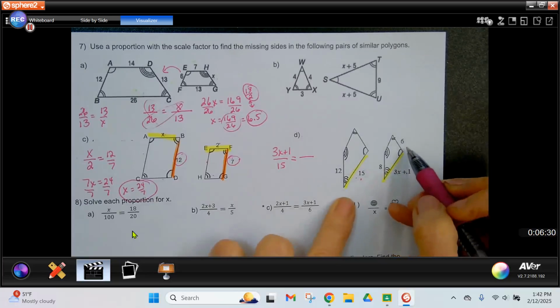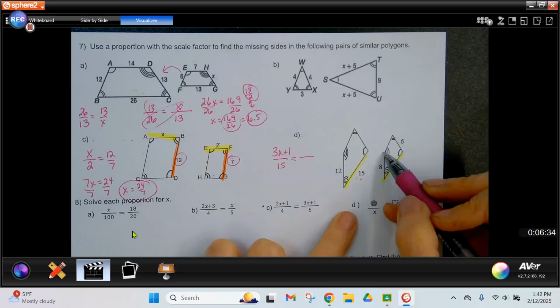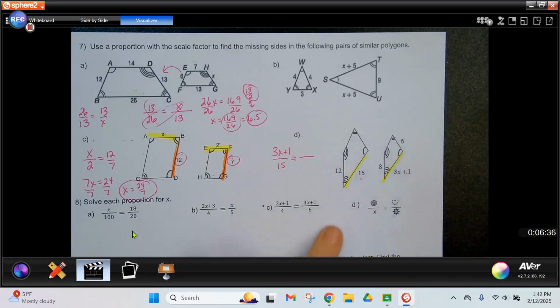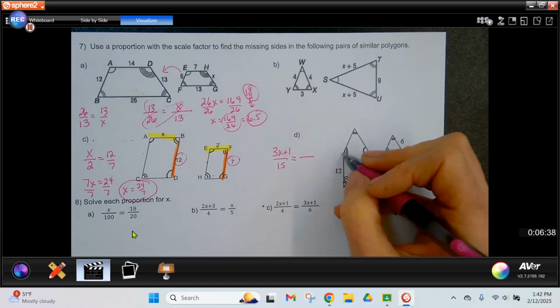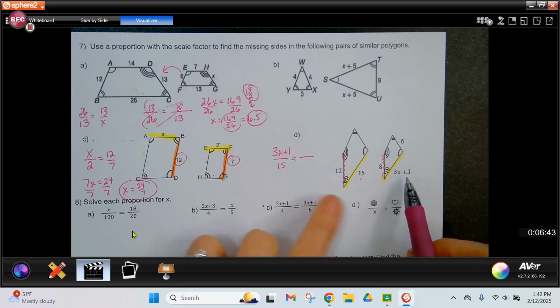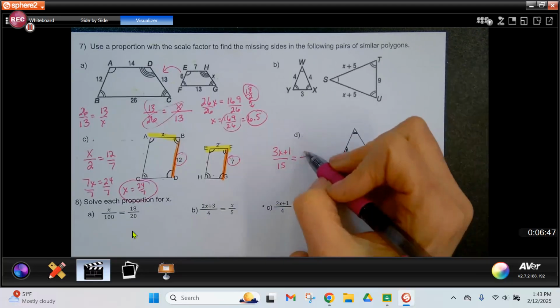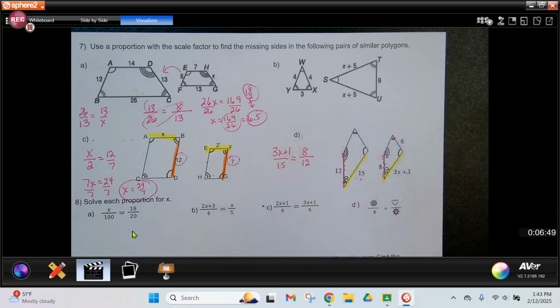I'm going to set that equal to, I can't use this one and this one because there's no measurement here, but I could use the 8 and the 12. So I can use this one and this one. So since I went from small to big, then I'm going to go from small to big here, 8 to 12. And then we're going to cross multiply and solve.